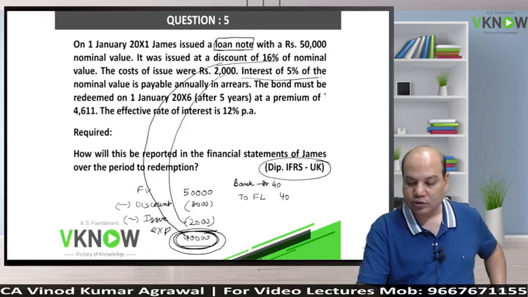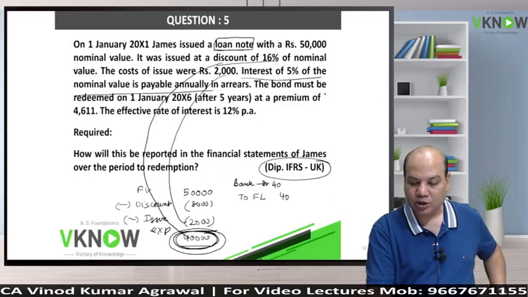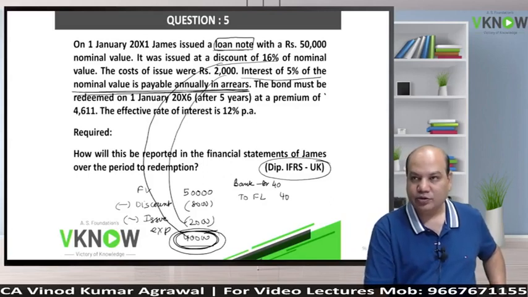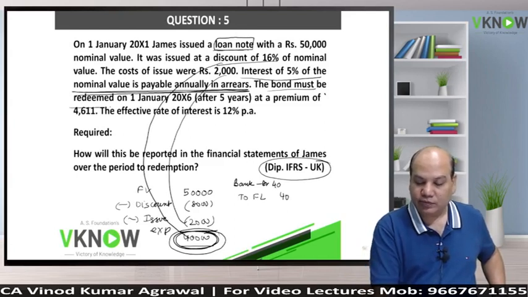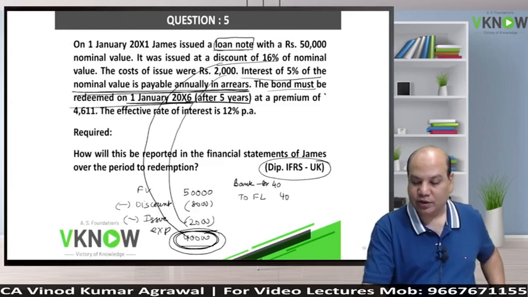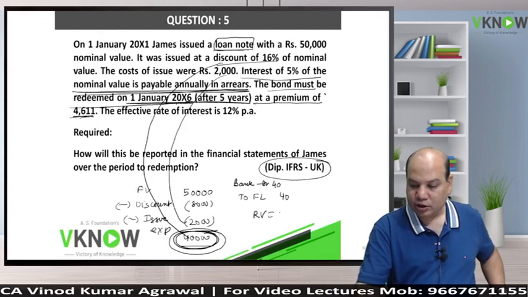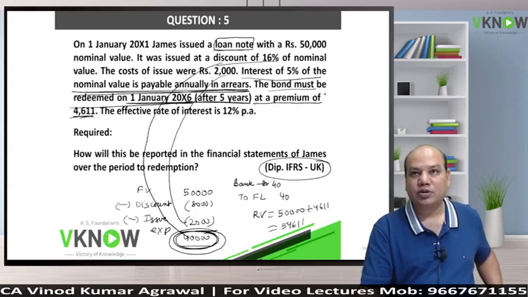Next is interest of 5% of the nominal value payable annually in arrear. Sir, what does annually in arrear mean? At the end of the year. At the end of the year, every year. The bond must be redeemed on 1st January 20x6, that is after 5 years, at a premium of 4,611. So what is the redemption value? Redemption value is 50,000 plus 4,611. So that is 54,611. First you have to understand the question.